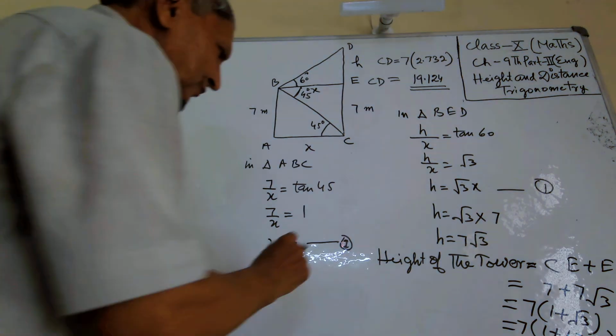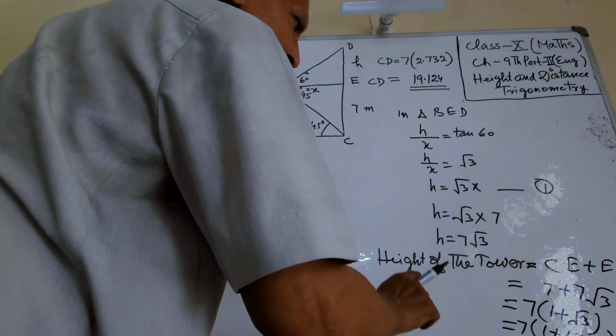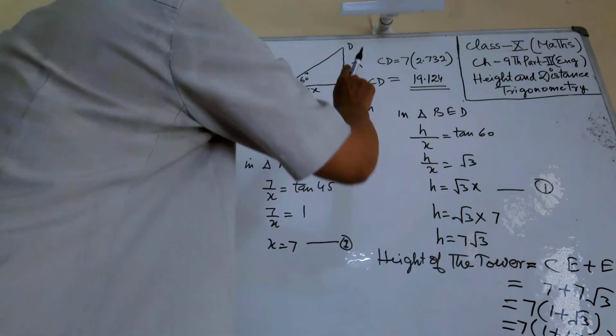By adding the first and second, you will get the height of the tower.